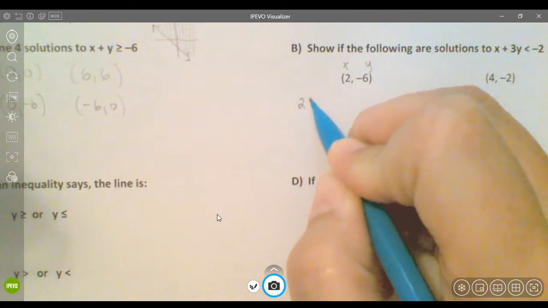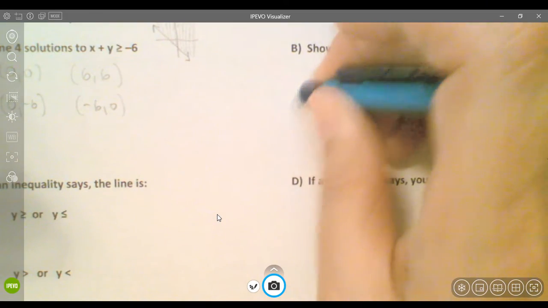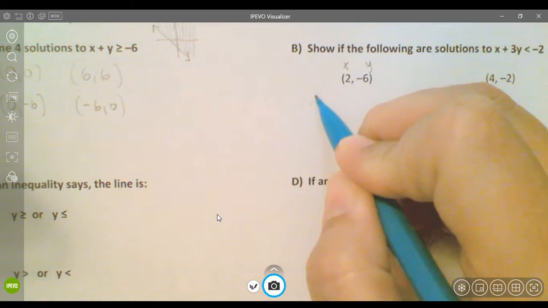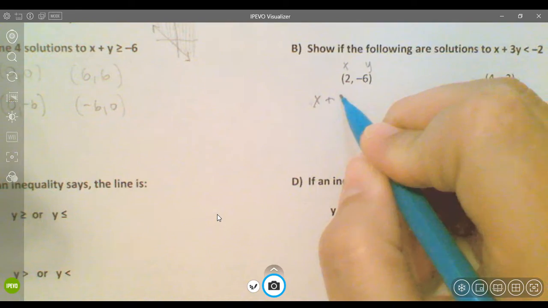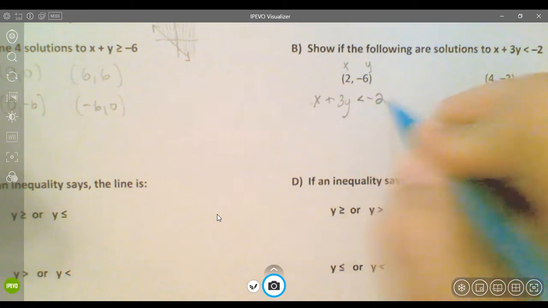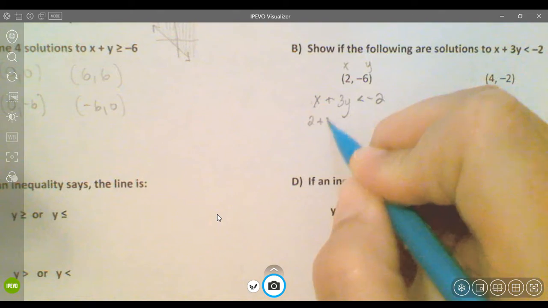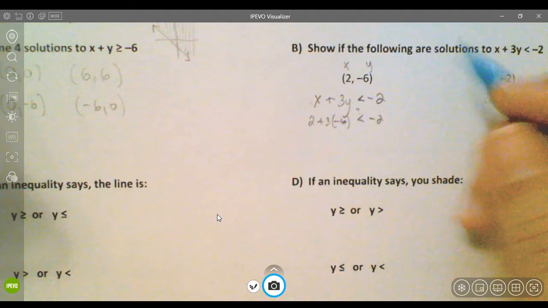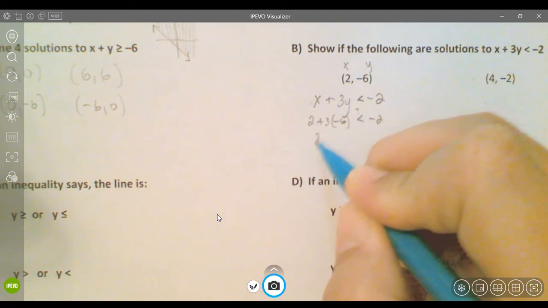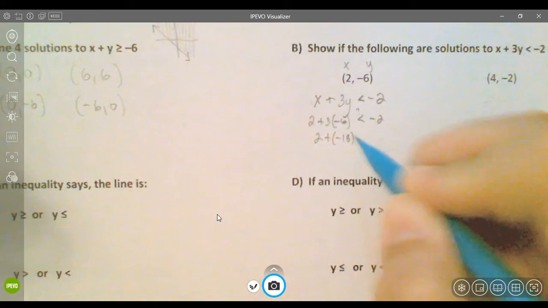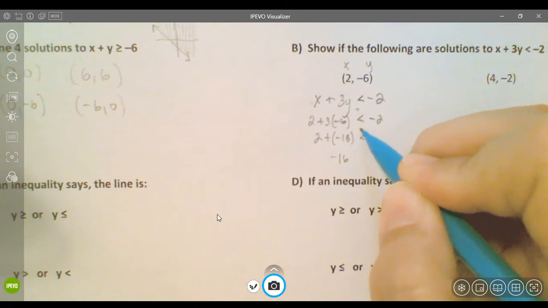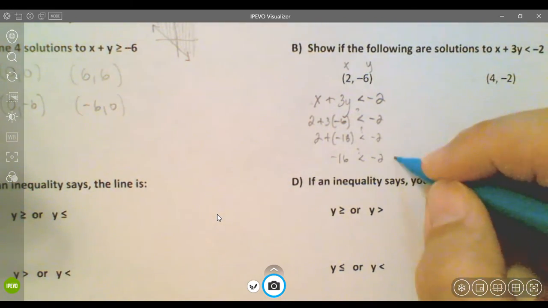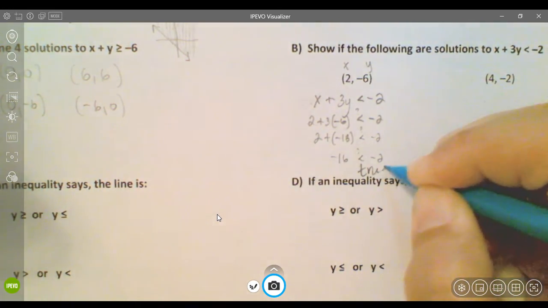So does 2, oh goodness, poor craft. Let's try again. So let me do my way. I have x plus 3y. I want to know, is that less than -2? So does 2 plus 3 times -6, is that less than -2? Well, 2 plus 3 times -6 is 2 plus -18, which is -16. Is that less than -2? Yeah, it's true. I get a true statement here.